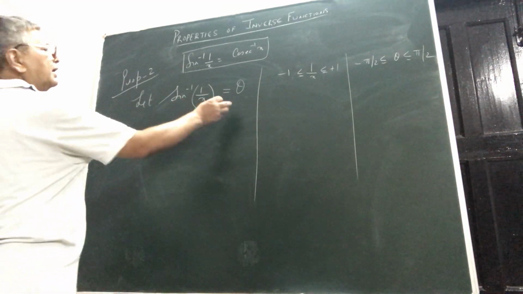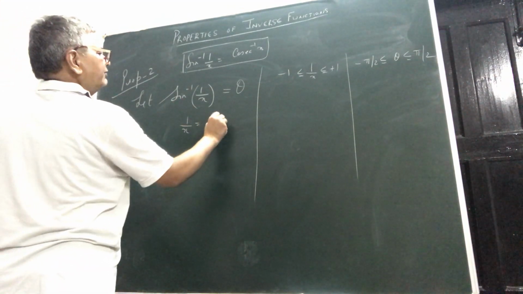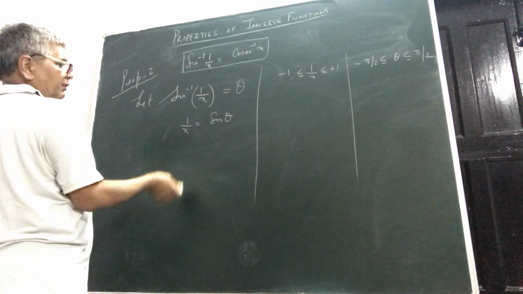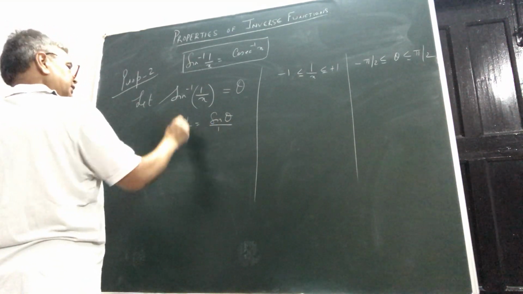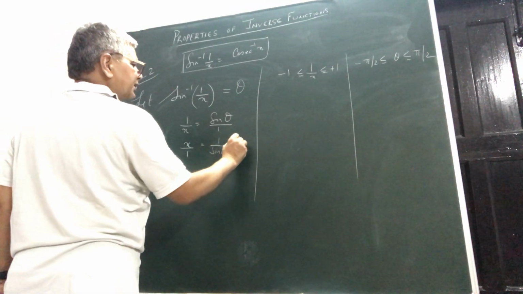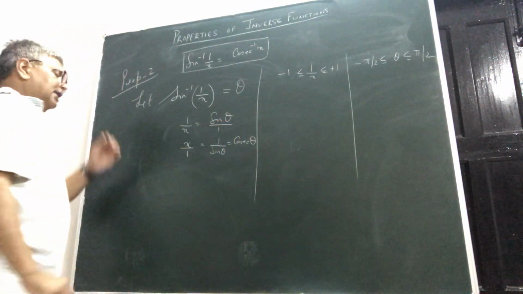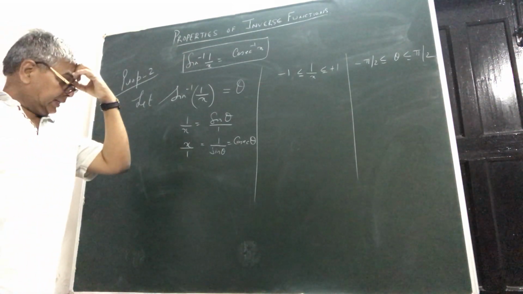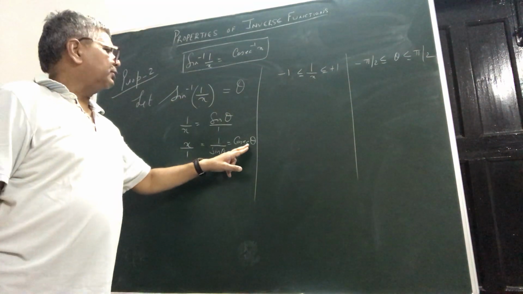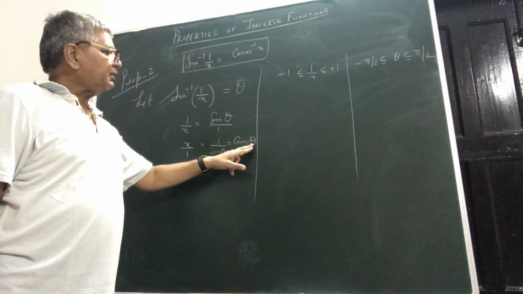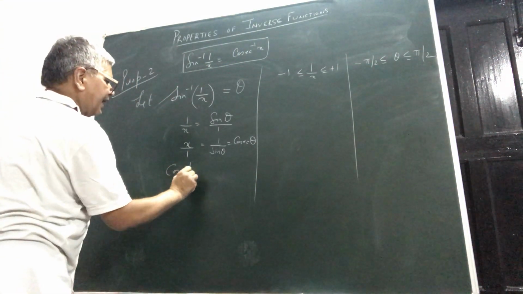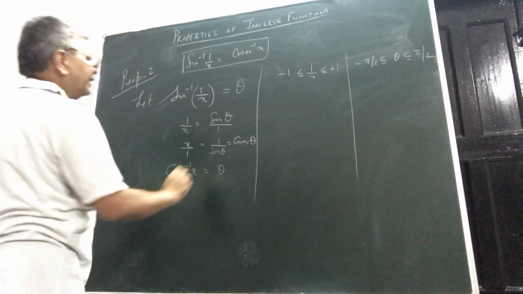So what does it become? 1 by x is equal to sine theta. Inverting this, x upon 1 will become 1 upon sine theta, that is cosec theta. And for cosec theta, the principal branch is again minus pi by 2 to plus pi by 2. So here theta is varying from minus pi by 2. So you can take cosec inverse x is equal to theta.